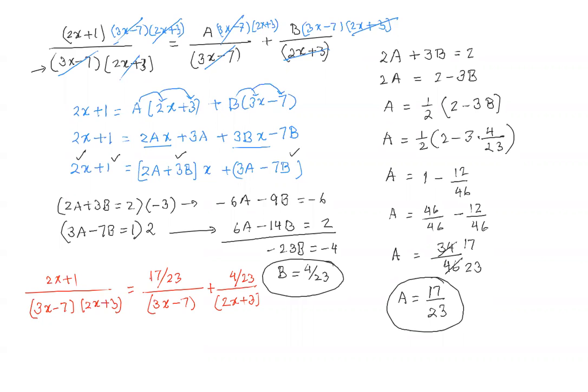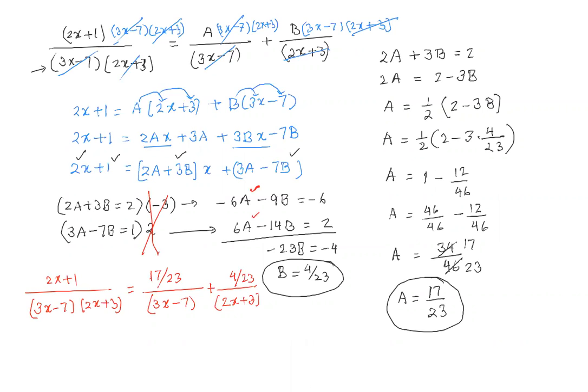Now, one thing I kind of want to bring to your attention, instead of doing this, multiplying the equations by constants to eliminate A, right? We could just use Gauss-Jordan here, okay? So let's see, what is the equation? 2A plus 3B is equal to 2, and 3A minus 7B equal to 1.